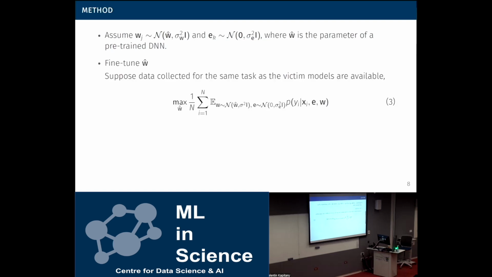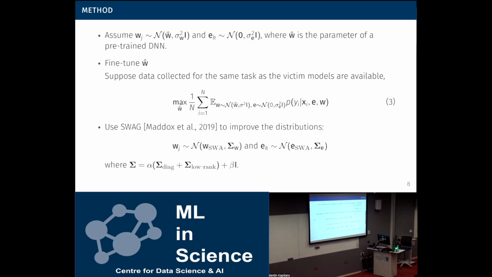Or we can fine tune it. By fine-tuning, what it means is we try to learn the parameter W to minimize the loss function. Or we can use a more advanced technique like stochastic weighted average Gaussian. So you just accumulate all the parameters, and then this gives you a more powerful attack.